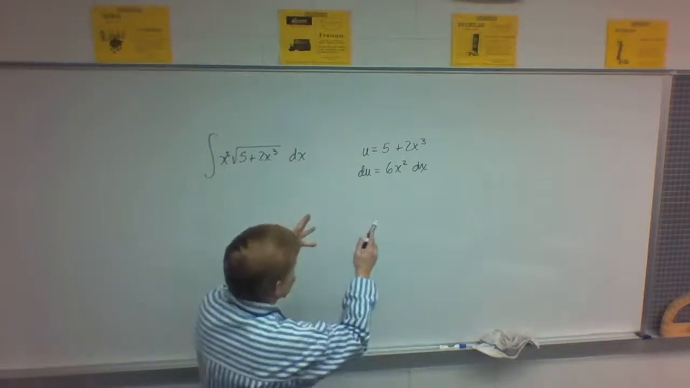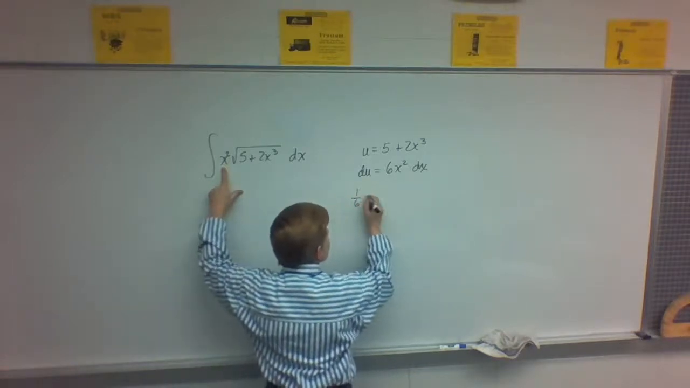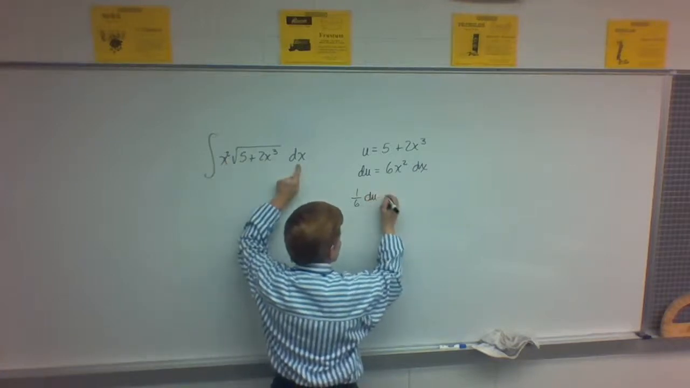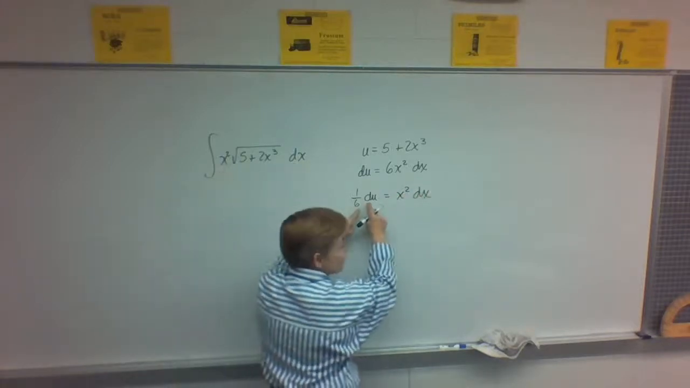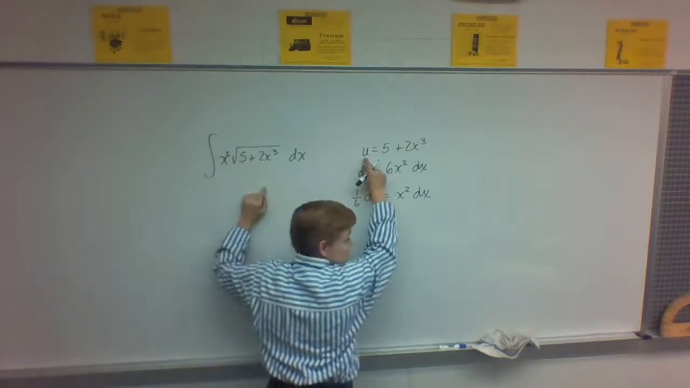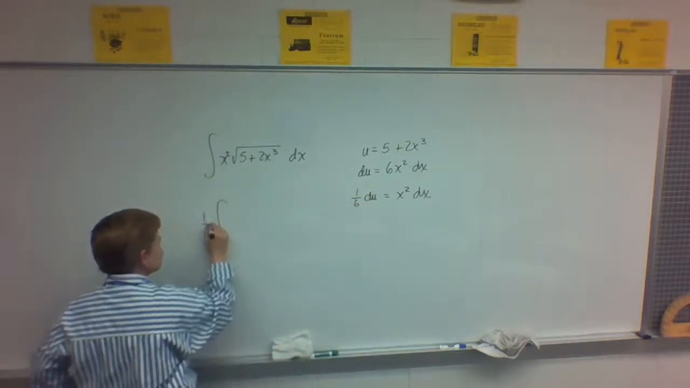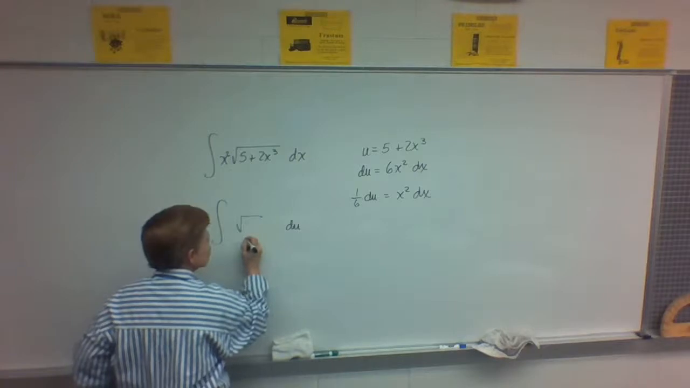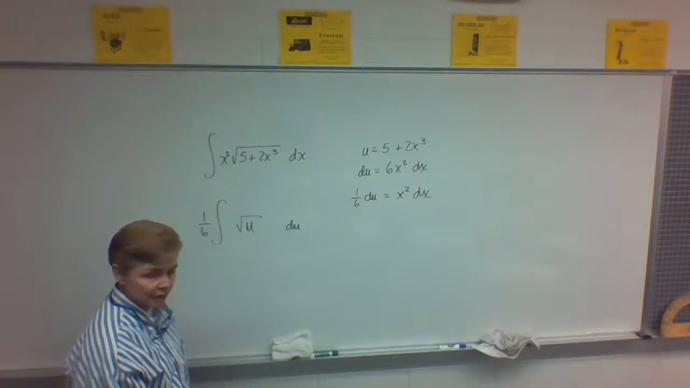Now, you notice that when I get the du, up here I have an x squared, but I don't have a 6. So I'm going to continue solving this until I have this and this. I need this, and it will be replaced with this. And this will be replaced with this. So what I end up with is the integral 1/6 du over the square root of u. That's not hard to anti-derive once you get it to here.